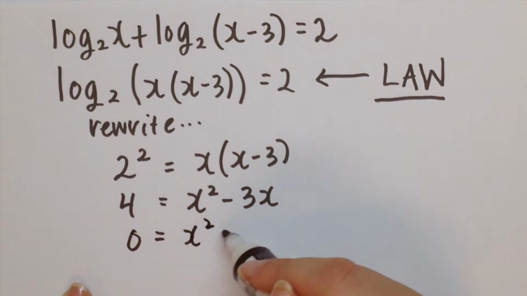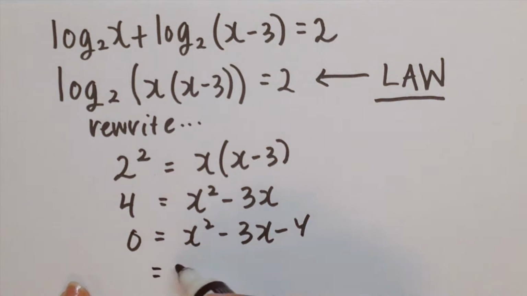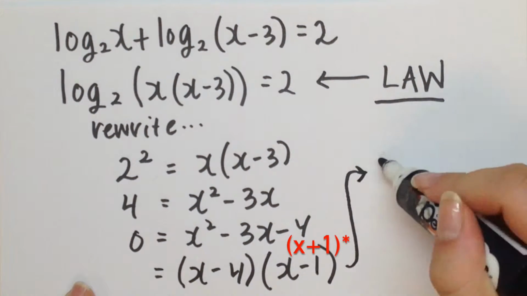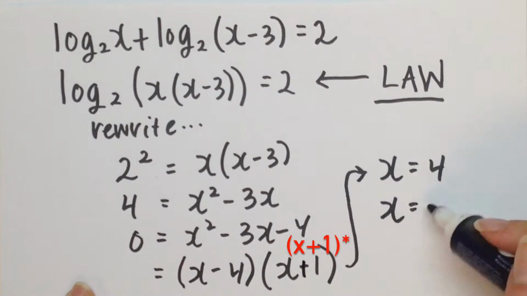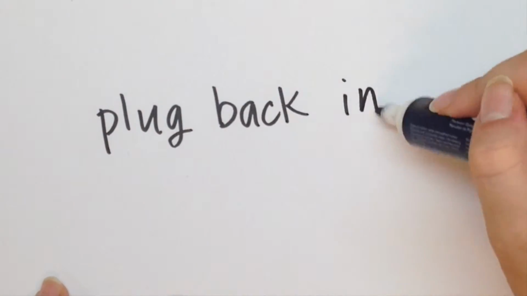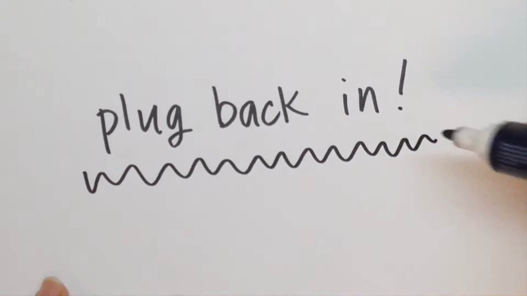0 equals x squared minus 3x minus 4. After this is factored, you get the answers x equals 4 and x equals negative 1. At the end of every equation like this that you solve, you must check your answers by plugging them back into the original equation.